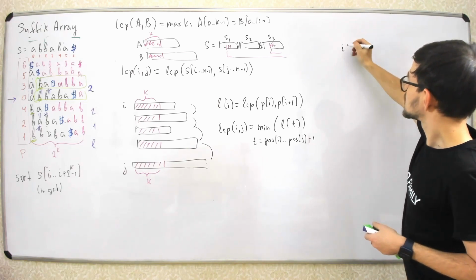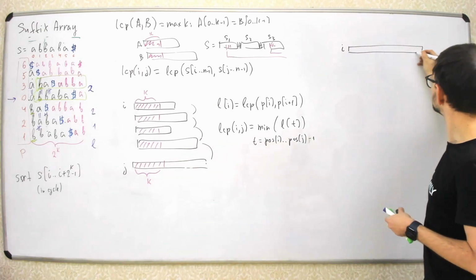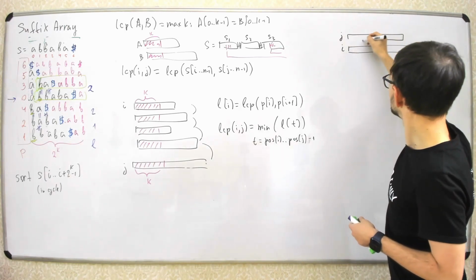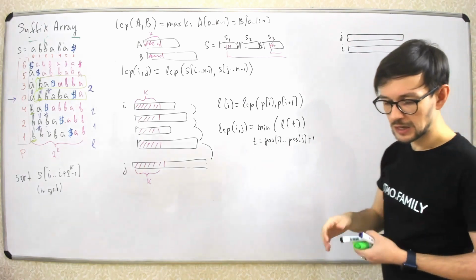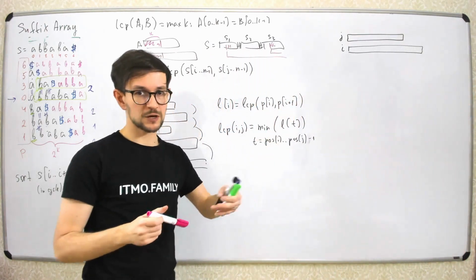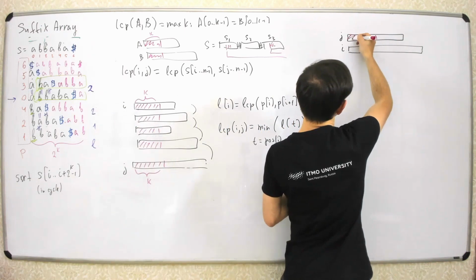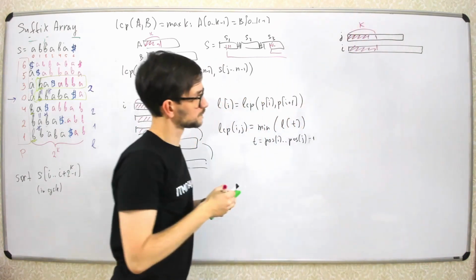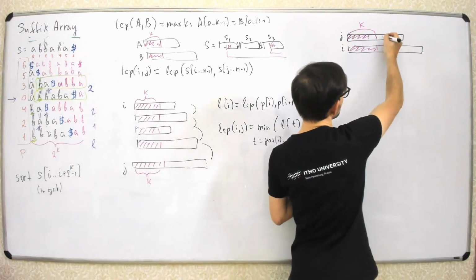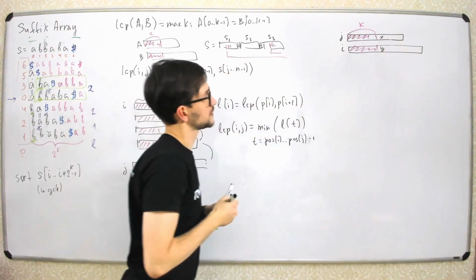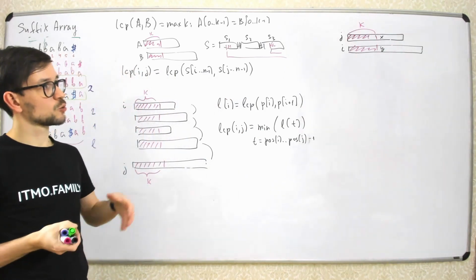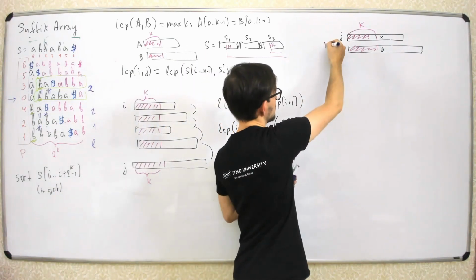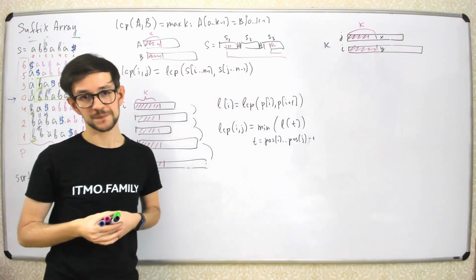So we had suffix i and the previous suffix, for example, j. They have some number of common characters. Let's say we have k common characters here, and here we have some difference. Here we have y, here we have x. So we already calculated the LCP of these two suffixes, and it is equal to k. So the result for these two suffixes is k.